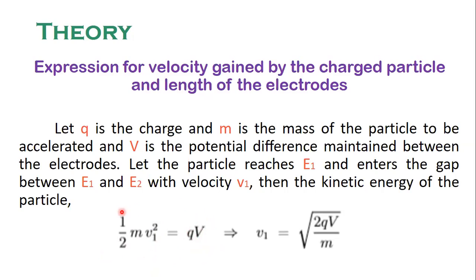Now this energy appears in the form of kinetic energy, half m v1 square. Therefore, from this equation, we obtain the velocity of the particle v1, which is equal to root of 2qV divided by m. Now small letter v is used to represent the velocity, and capital letter V is used to represent the potential difference. With this velocity, the particle enters the gap between E1 and E2.